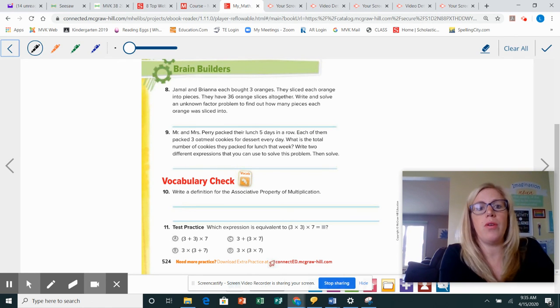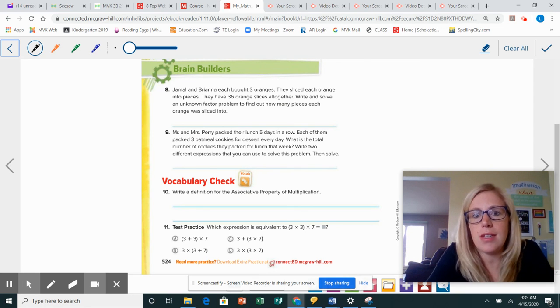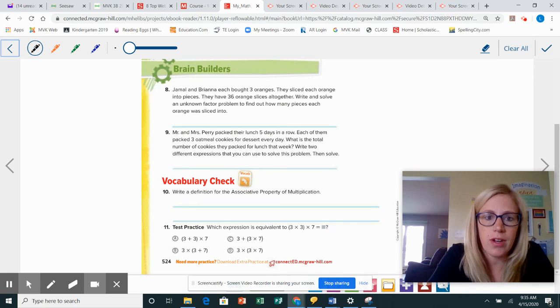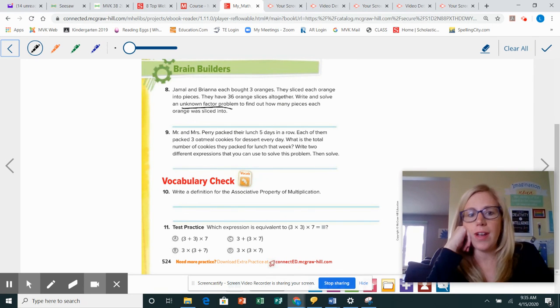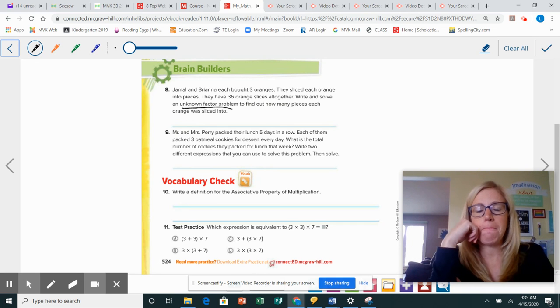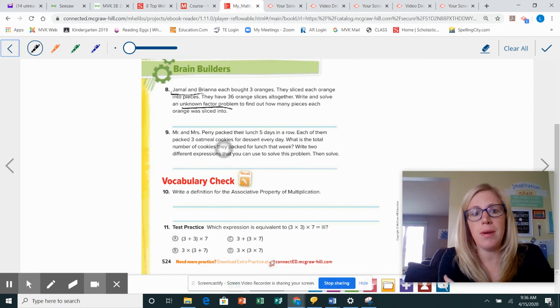Okay, so I know Jamal and Brianna each bought 3 oranges. They sliced each orange into pieces. They had 36 slices all together. Write and solve an unknown factor problem, and it even tells me unknown factor to find how many pieces. So I only see 2 numbers. We have to think, what's the other factor? I should know that Jamal and Brianna are the people in the problem.